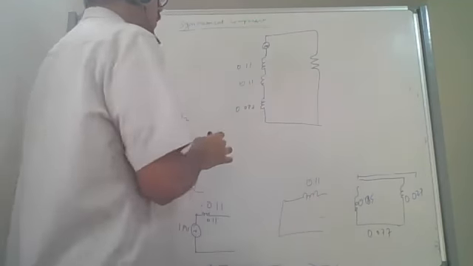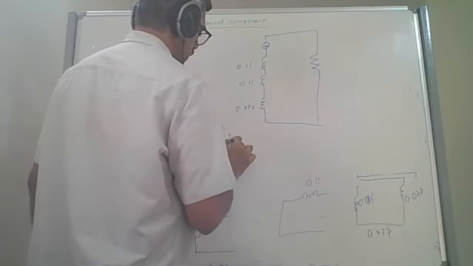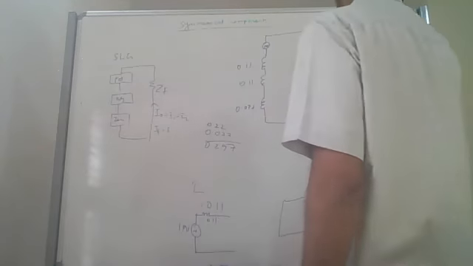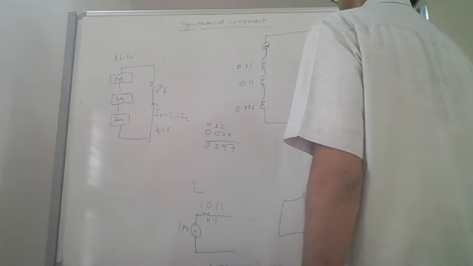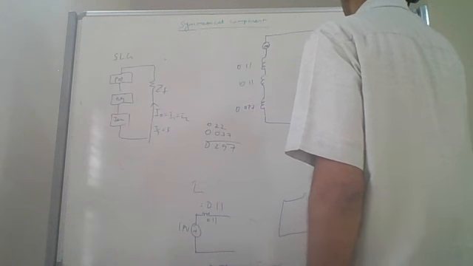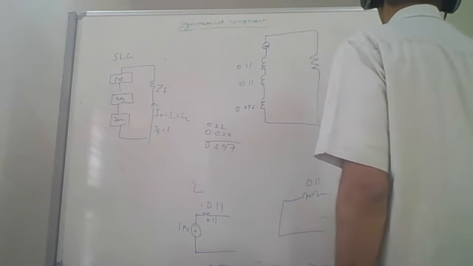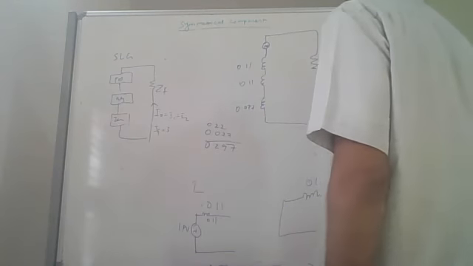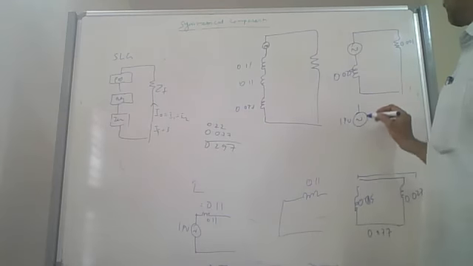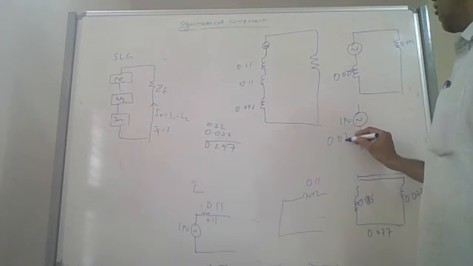Now 0.11 plus 0.11 is 0.22. 0.22 plus 0.077 is 0.297. So the total impedance becomes 0.0297. Let's say the fault impedance is very small, 0.001. So the total impedance will then be about 0.03 per unit, with a 1 per unit source.